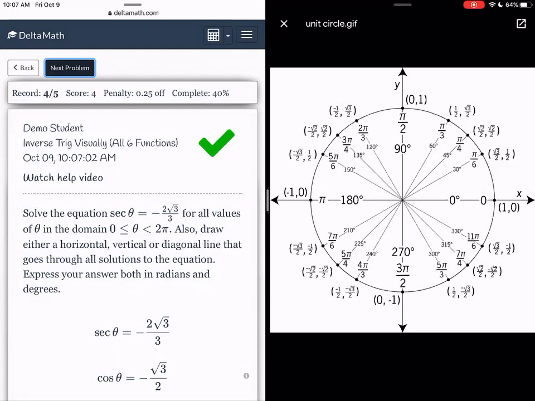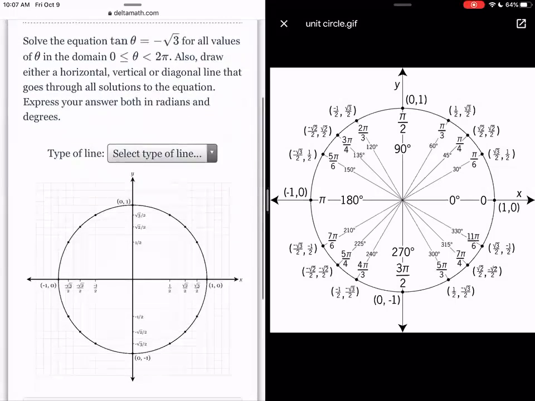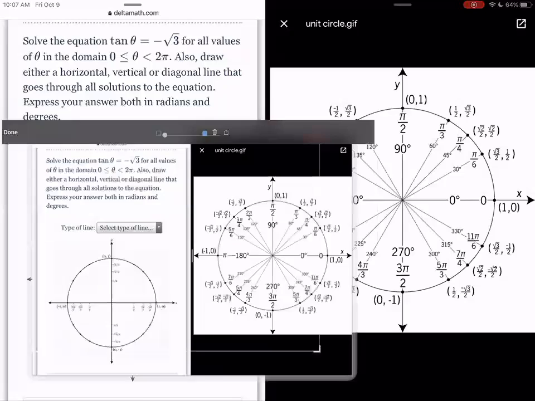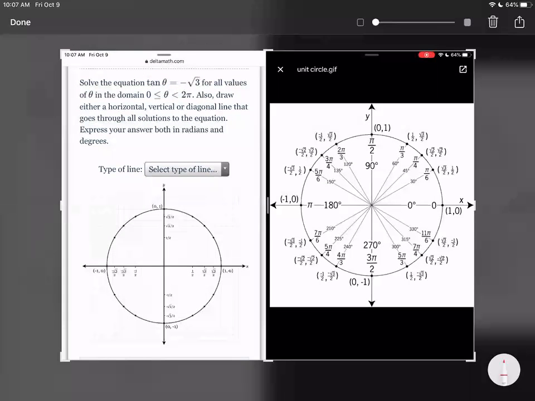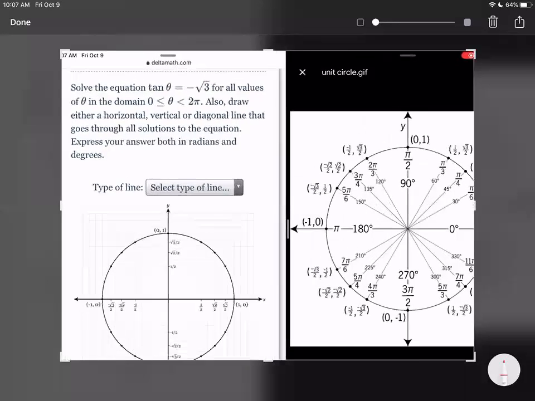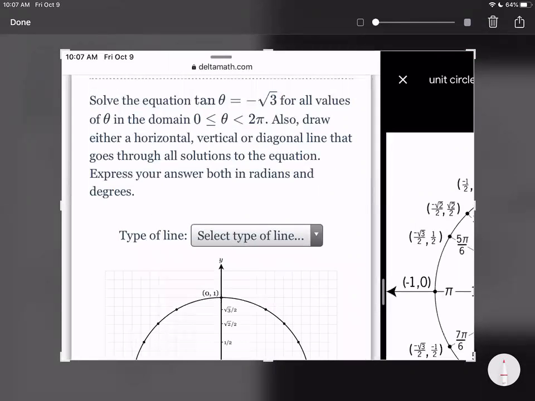Okay, so we have a tangent of negative radical 3. I'm gonna screenshot that. So we did already one that's pretty similar to this, but let's just do it again because I was lagging the first time. So tangent, remember, is the sine over cosine, also known as the y over x. So you want your y over x to be negative radical 3.